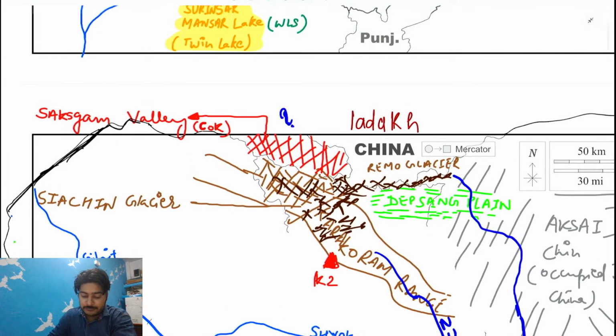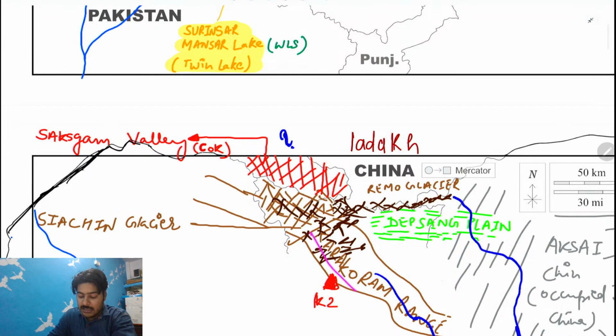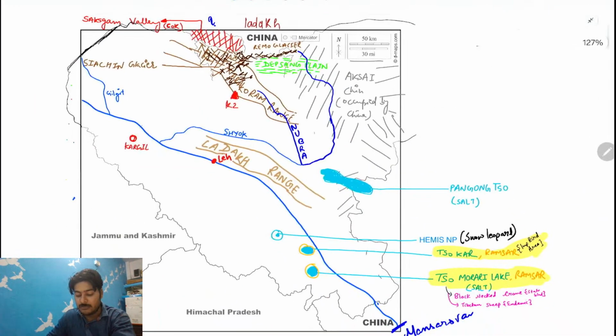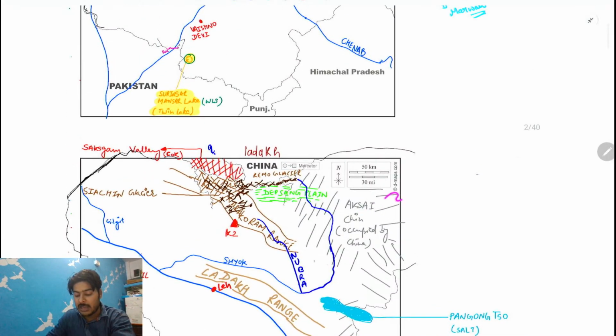And then next to the Karakoram range, you have the Saser Valley, which is in Ladakh. And Remo Glacier is also there. Depsang Plain is also there. So this is about Ladakh. And this is about the Aksai Chin.